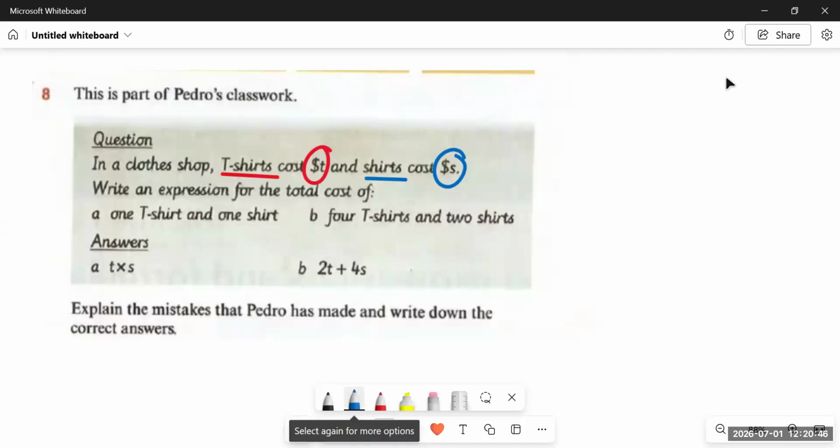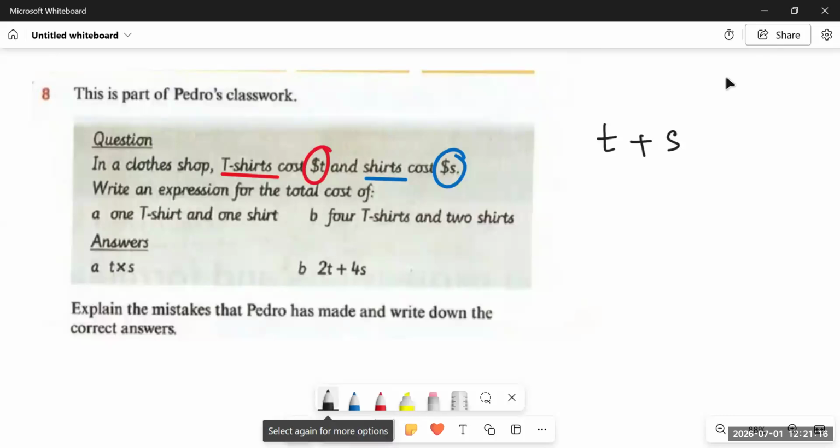For part A, it was one t-shirt and one shirt. So one t-shirt costs T, one shirt costs S. So it will be T plus S. Oh, Pedro wrote T multiplied by S. Oh, it's not multiplication since they are finding the total cost, and the total cost is the sum of one t-shirt and one shirt, not their product. Okay, by mistake he has found the product instead of the sum.